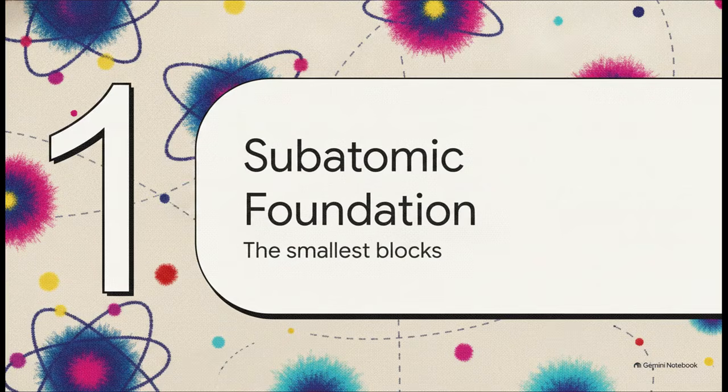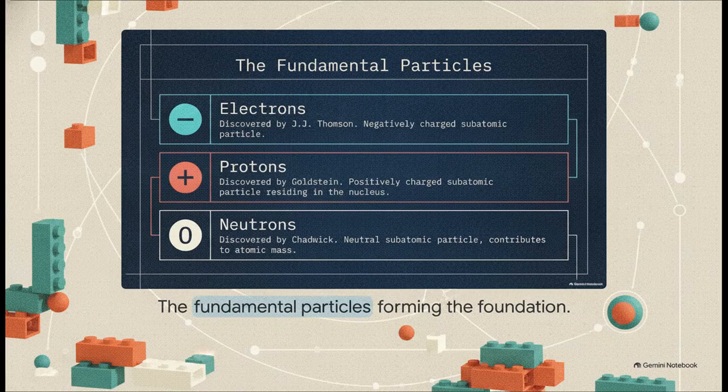Part 1. The subatomic foundation. We build our foundation with the three fundamental particles that make up, well, every atom in existence. You've got the negatively charged electrons discovered by J.J. Thomson. Then, your positively charged protons residing deep down in the nucleus, discovered by Goldstein. And finally, the neutral neutrons, discovered by Chadwick, which pack in the atomic mass. These are essentially the three fundamental pieces of Lego, from which absolutely everything else is constructed.